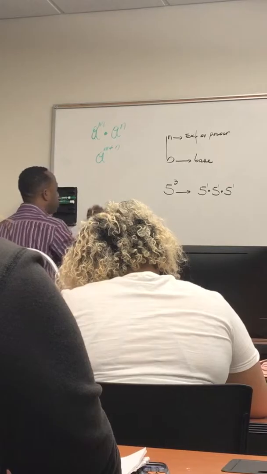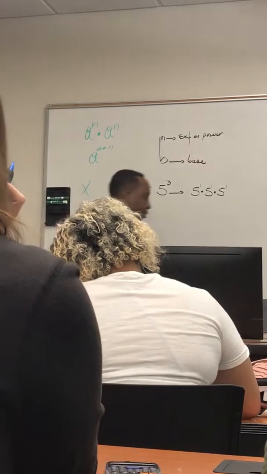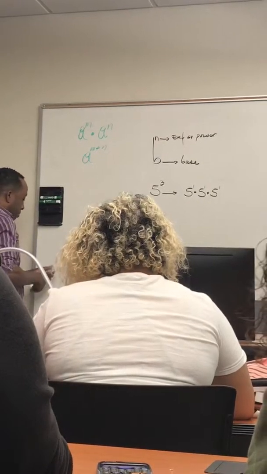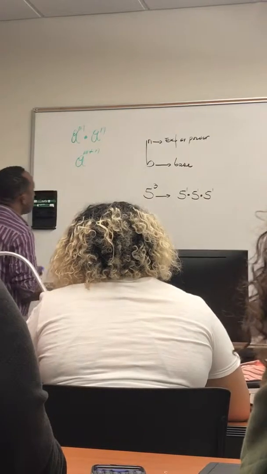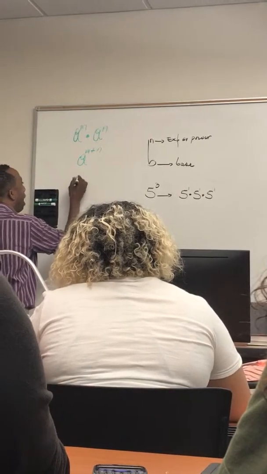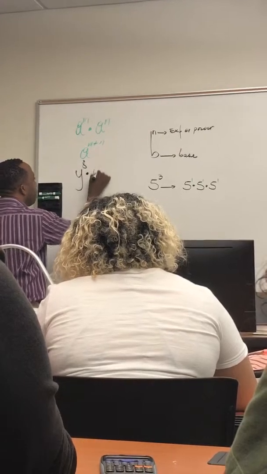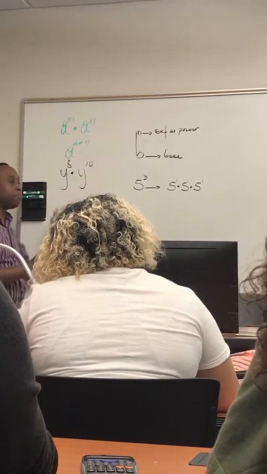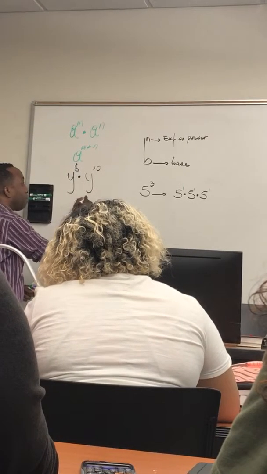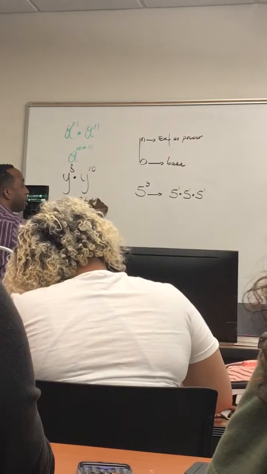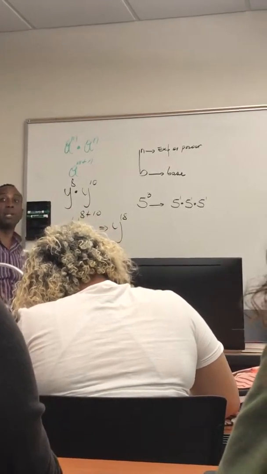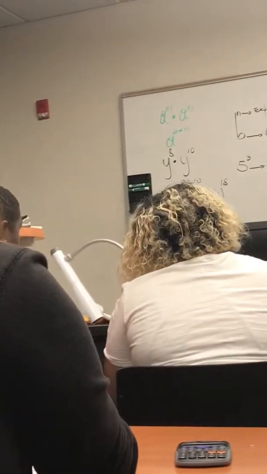Let's put it to work. Let me use the black one so that all of you can see. If I give you, for instance, y to the 8th power times y to the 10th power, based on what I know up here, I need to keep my base as y and add my exponents, so therefore I have y to the 18th. Keep the base and add the exponents. Later on, we're going to learn how to keep the base and subtract the exponents. So far so good, right?